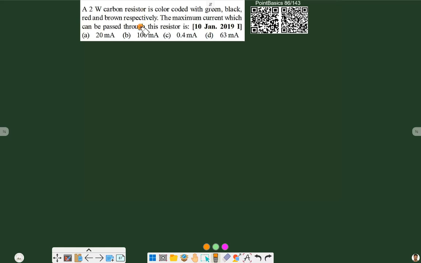So we have been given the color code. First, using the color code, we will find out the value of resistance, and then using the value of resistance, we can find out the power of the resistance. So the colors are green, black, red and brown. So these are the colors which are given to us.